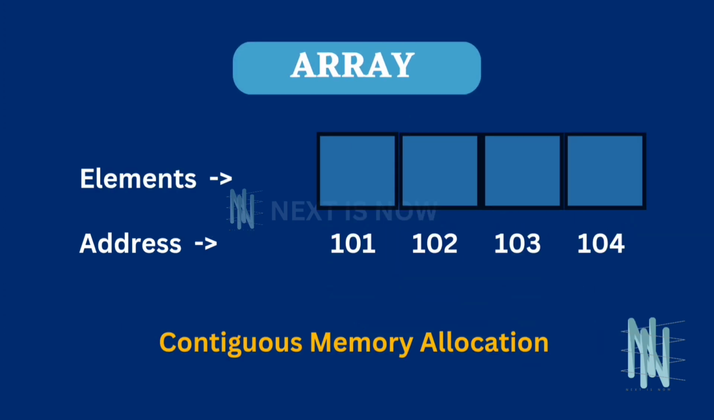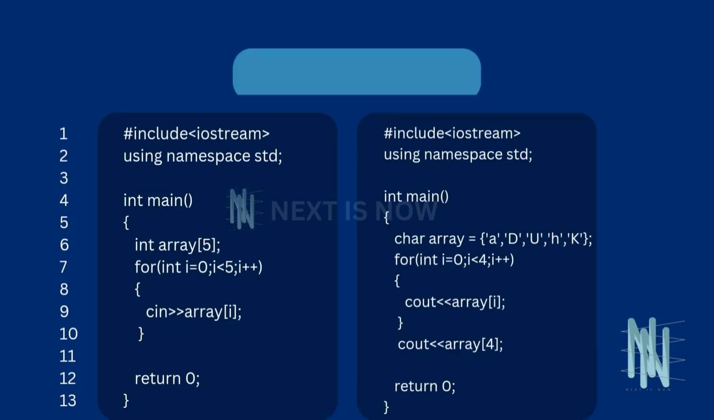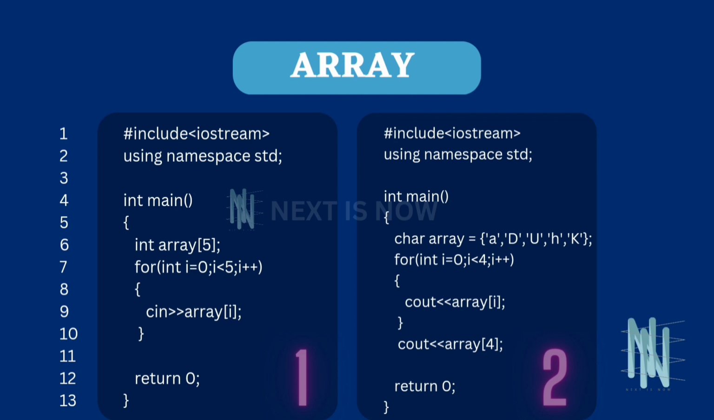Here you can see contiguous memory allocation. So an array is basically a contiguous memory allocation. You can see the addresses 101, 102, 103, 104. Basically the address is in hexadecimal form, but to make it understandable I have put it in numerical form. So these are interrelated and indexed, so we can fetch the array via index since they are contiguous. Now here is the initialization of an array.